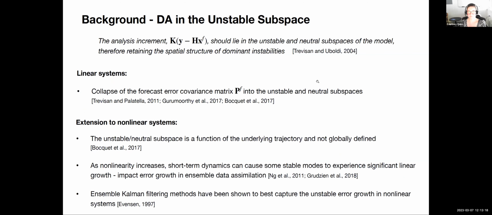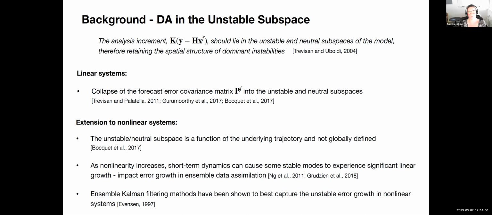Cool. Okay, so a little bit of background in terms of data assimilation in the unstable subspace. I was not the first person to come up with this. These were ideas that were thrown around since the early 2000s. The idea came from this thought here from Trevisan and Uboldi, which is that the analysis increment, that is that Kalman gain term, should lie in the unstable and neutral subspaces of the model. So in your unstable directions, your growing directions, or your neutral directions, the ones just following the flow. That's where we want our increment to lie. In that sense, it's retaining the spatial structure of your dominant instabilities.